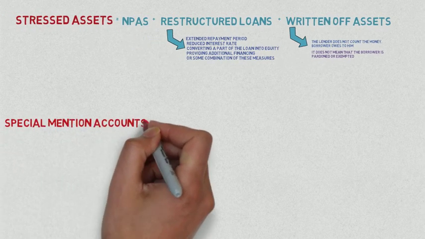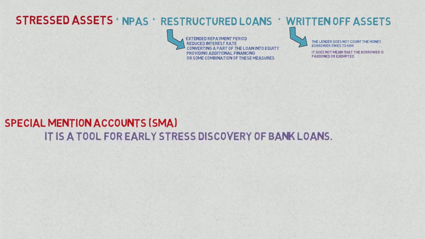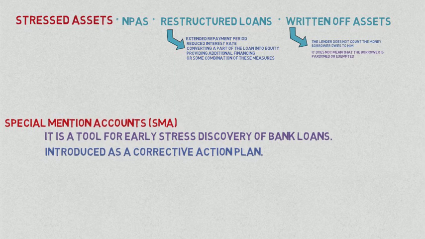To overcome the mounting problem of NPAs, RBI decided to take a proactive step. Through the introduction of special mention accounts, RBI asked banks to keep an eye on the accounts before they turn into non-performing assets. It is a tool for early stress discovery of bank loans. It was introduced as a corrective action plan.